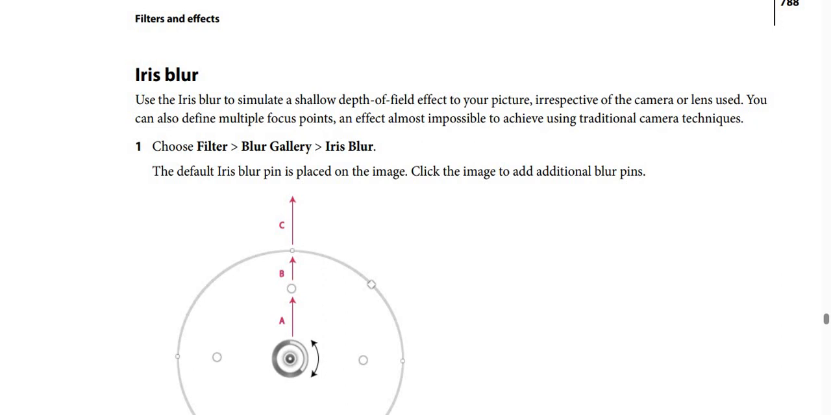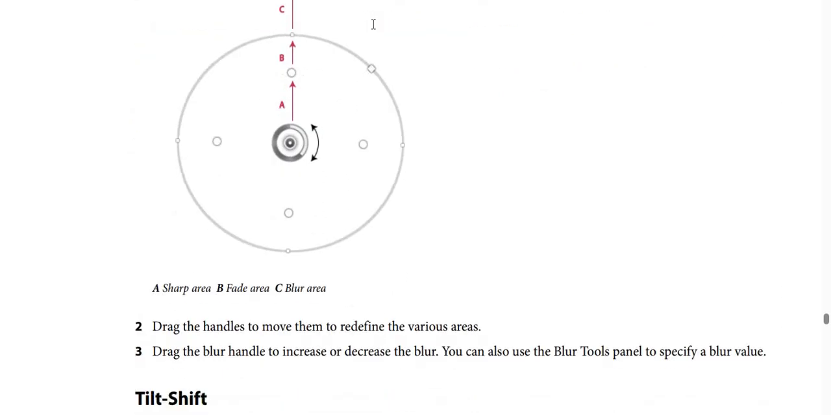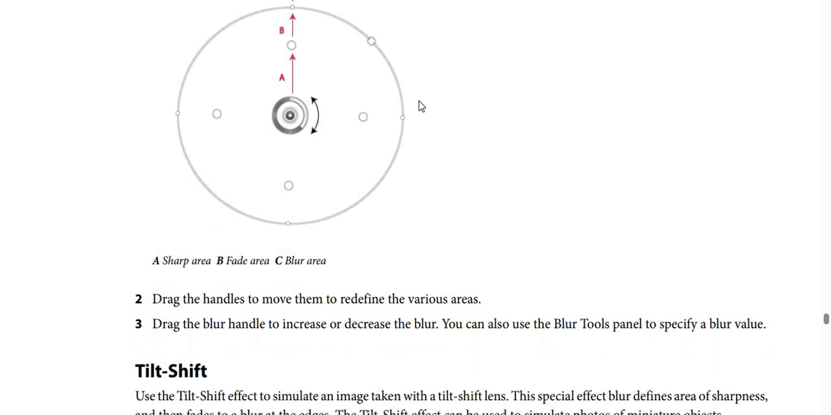Step number 1, choose Filter first, then choose Blur Gallery, then select Iris Blur. The default iris blur pin is placed on the image, and you can click the image to add additional blur pins, like in the next screenshot. A is the sharp area, B is the fade area, and C is the blur area. Step number 2, drag the handles to move them and redefine the various areas. Step number 3, drag the blur handle again to increase or decrease the blur, or use the Blur Tools panel to specify a blur value.